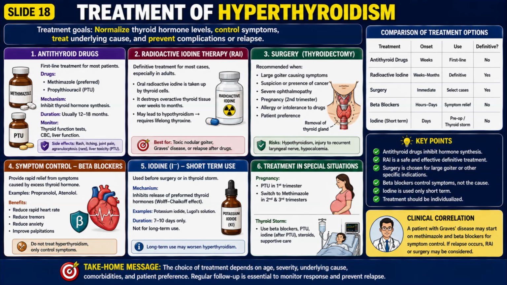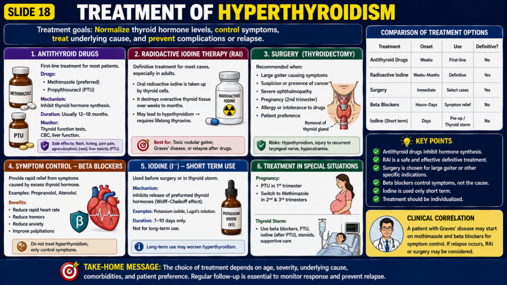One of the main treatment options is the use of antithyroid medications. Drugs such as methimazole and propylthiouracil inhibit the synthesis of thyroid hormones and help control hormone levels. These medications are often used as the first line of treatment, particularly in Graves' disease. While antithyroid drugs reduce hormone production, they may take several weeks to achieve their full effect. Therefore, patients are often given beta blockers such as propranolol to provide rapid relief from symptoms like palpitations, tremors, anxiety, and rapid heart rate.